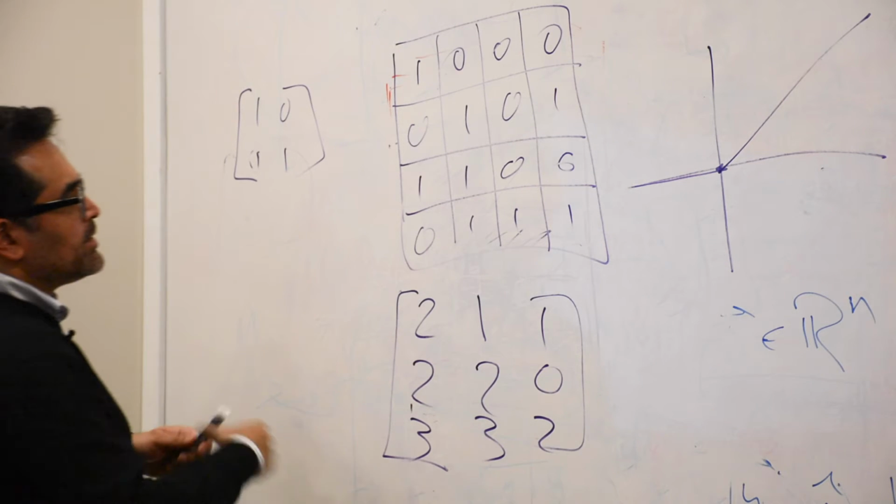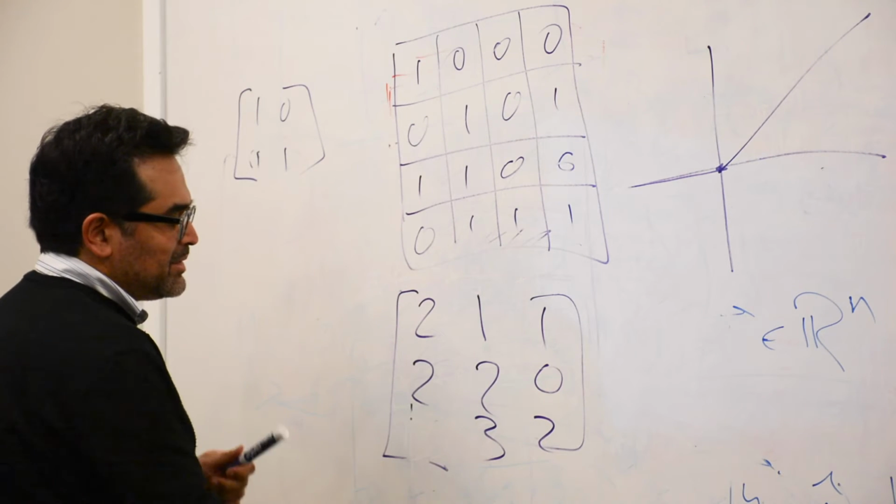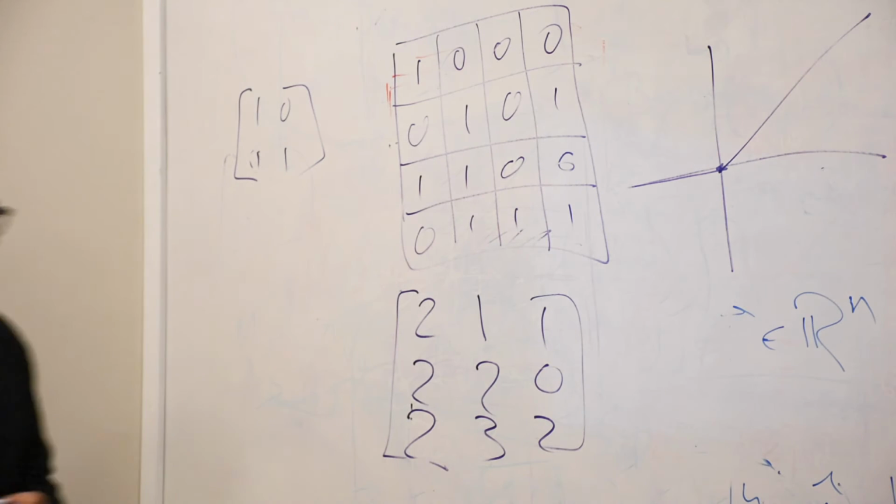Oh, yeah, sorry, that's right. This is 2. Yes, back row. Yeah, exactly. So it's 2.